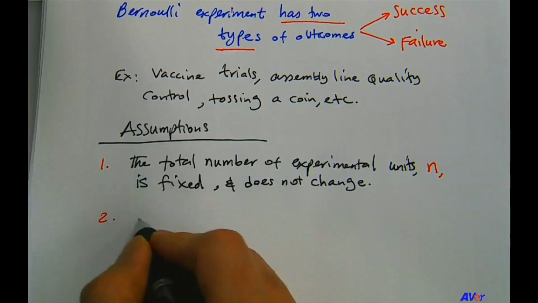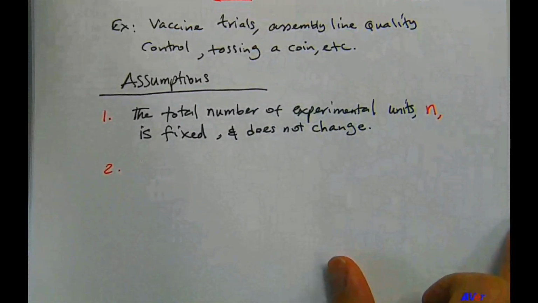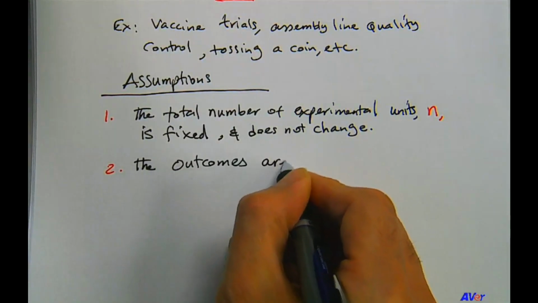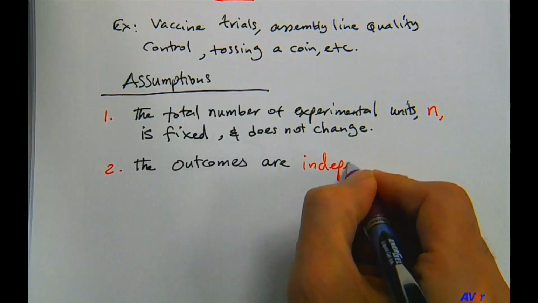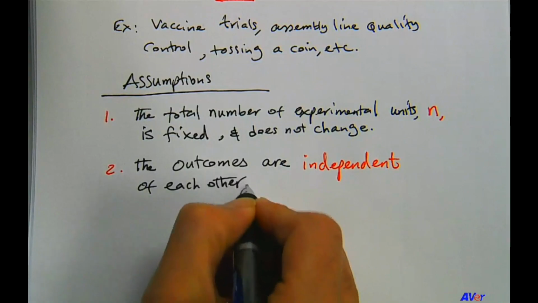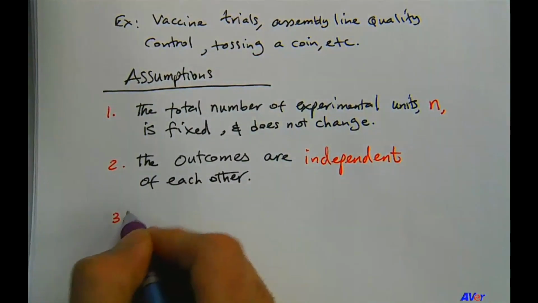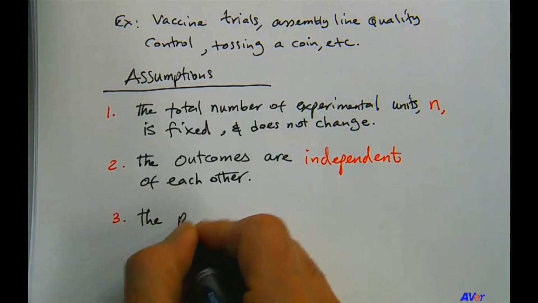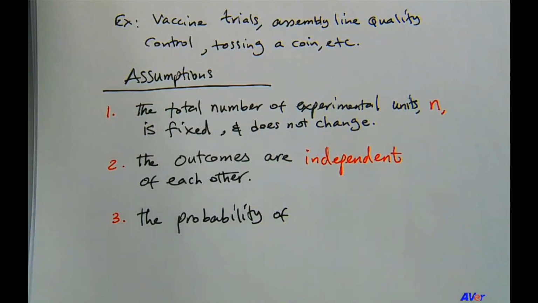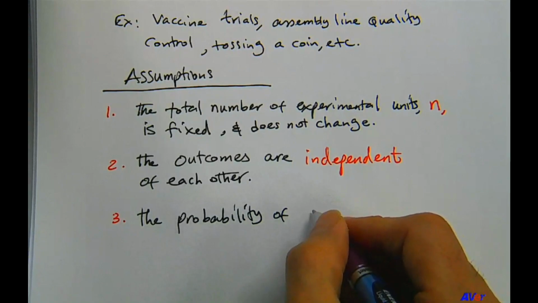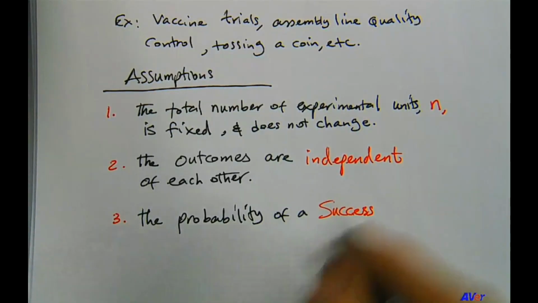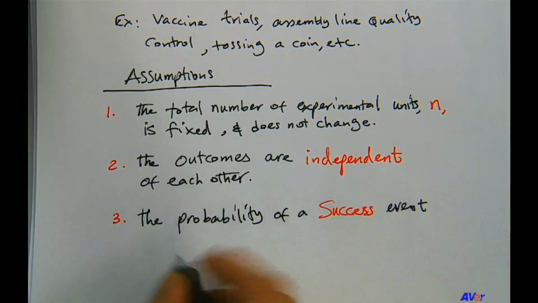Number two, each outcome is independent of the other outcomes. So the outcomes are independent of each other. And the probability, we just talked about success and failure events. The probability of a success event is fixed.